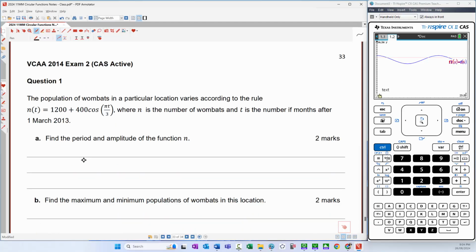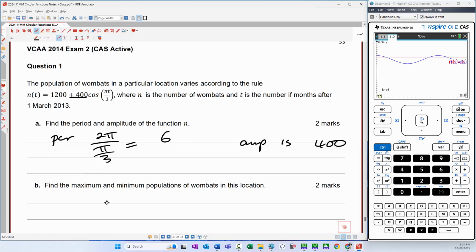The population of wombats in a particular location varies according to this rule. Find the period and amplitude of it. Okay, so the period is going to be 2 pi over pi on 3. That's going to be 6. The amplitude is this value here. So we're going to say amp is 400.